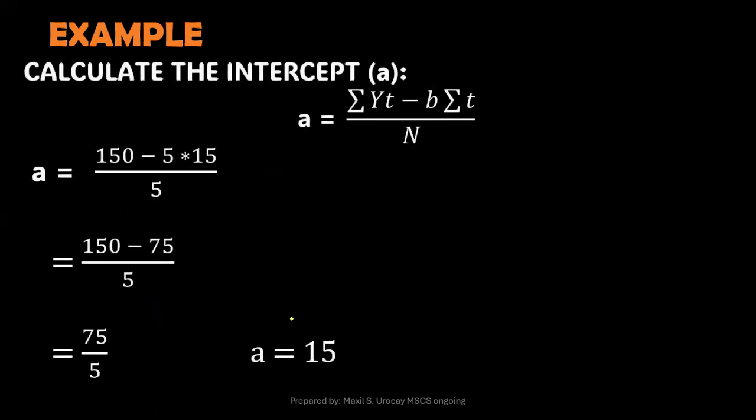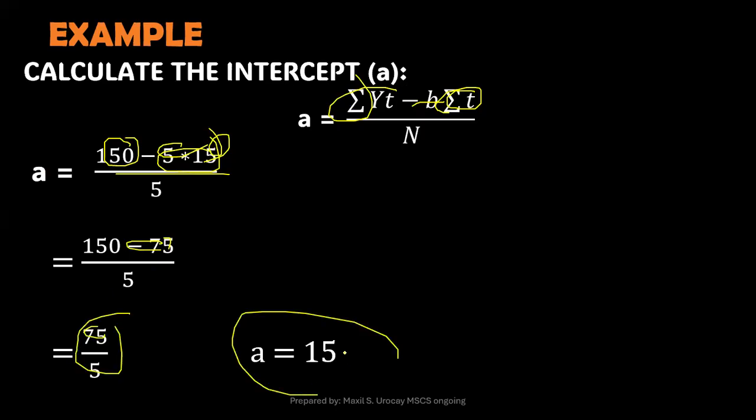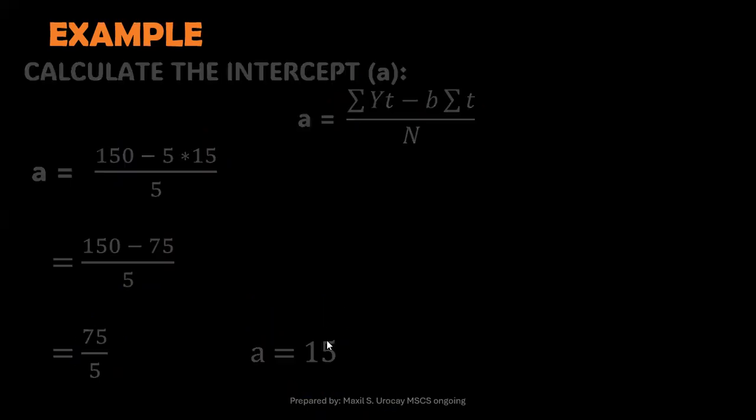So there you have it. You can calculate the intercept right now, where your summation of yt equates to 150 from earlier, minus your slope, which is 5, times the summation of time, which is 15, all over n, which is 5. So 5 times 15 is 75. So 150 minus 75 is 75, over 5. So 75 over 5 becomes 15. So your A is 15. Since we do have A and the slope, we can already calculate the forecast data.